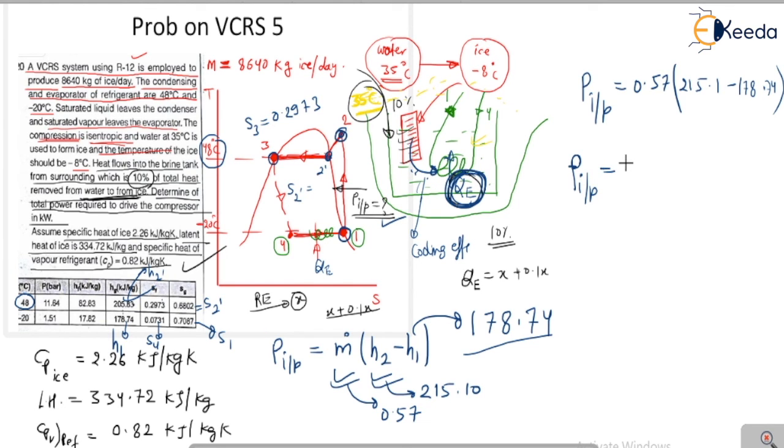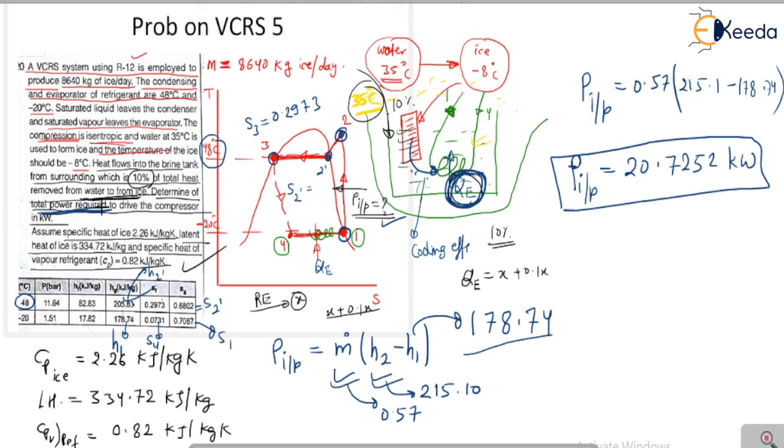which is just equal to 20.7252 kilowatt. And as per the question, the examiner asked about the total power required, and this is our total power required value, and this is our final answer.